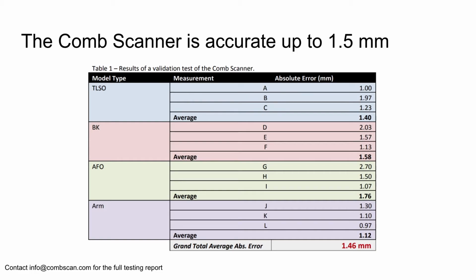Following these best practices, the engineers at Comb found the scanner to be accurate up to 1.5 millimeters. Please contact info@combscan.com for the full testing report.